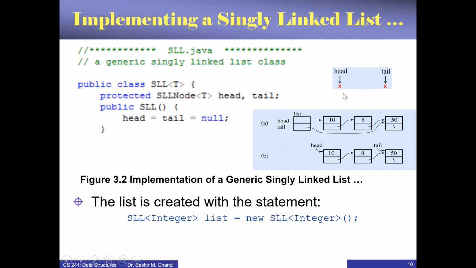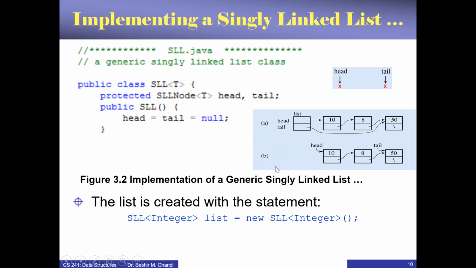You will have the two variables, head and tail, but actually both of them are null. Now here, this diagram is showing you one important convention we are going to follow throughout the course. Not only this lecture, but throughout the course.